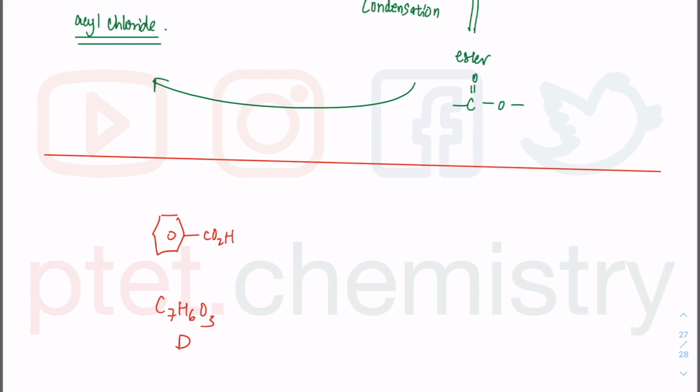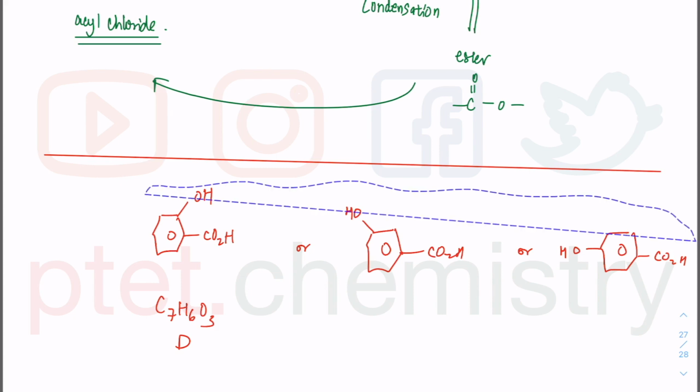We have 1 more oxygen, which cannot be there. And if we have 1 more oxygen, then it cannot be ester. It has to be alcohol. But the alcohol cannot be here because this is carboxylic acid. So it's got to be a phenol. Okay, so it could be this, or it could be this, or it could be the other possibility where it could be that. So there are 3 possibilities here.